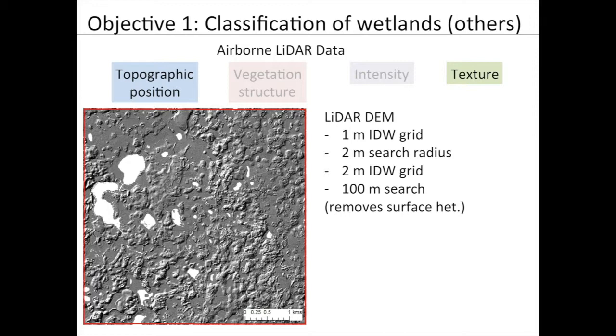So we started first with our LiDAR DEM, and we can take that LiDAR DEM and manipulate it how we want. So we gridded it using an inverse distance weighted with a 2-meter search radius to reduce the heterogeneity. And then we increased the search radius to basically normalize the data set. So we don't want to have any underlying slope. We want everything to be normalized to the same plane.